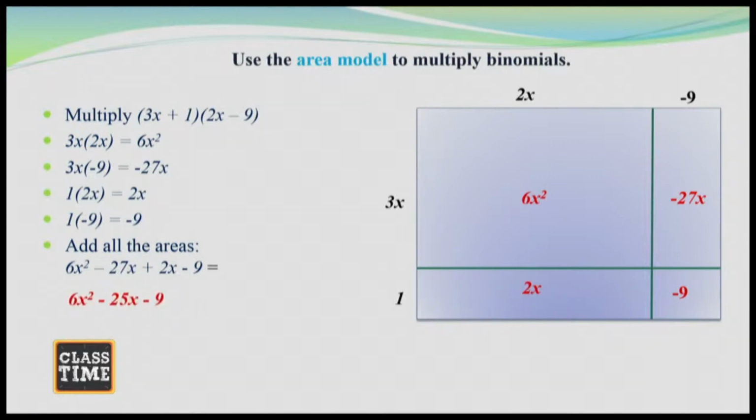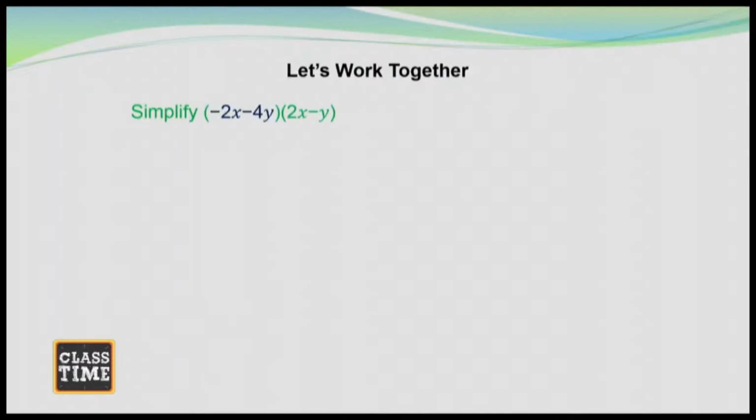And of course, we group the like terms, because by now we know what the like terms are. We would see that negative 27x added to 2x would give us negative 25x. And this is a simplified binomial. This multiplication is quite easy. It just takes a little clarity and time. I like it.